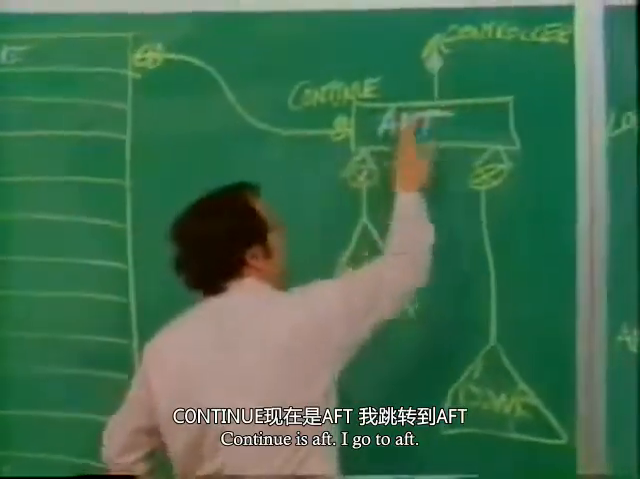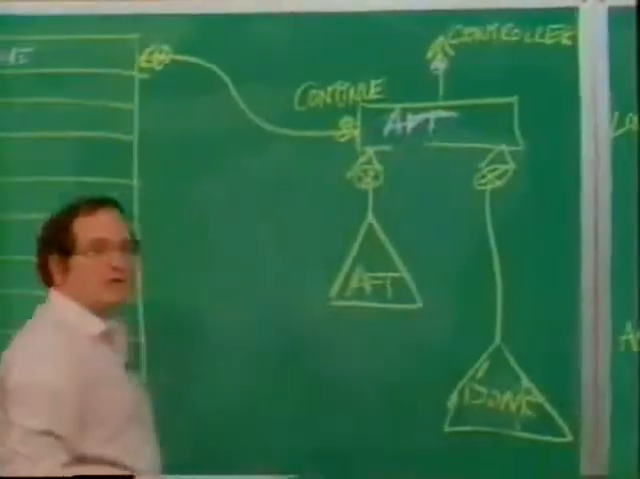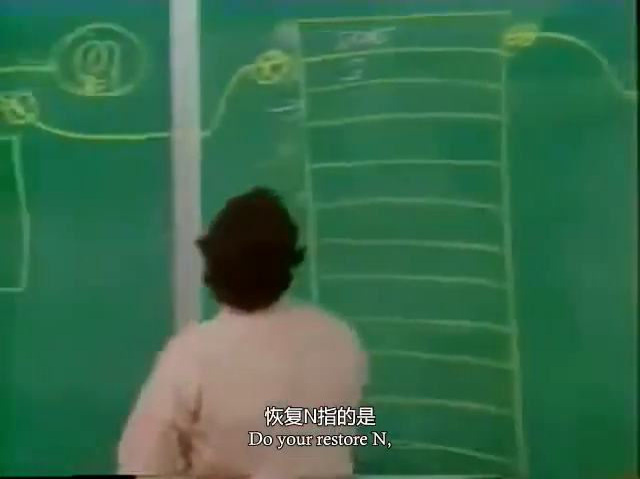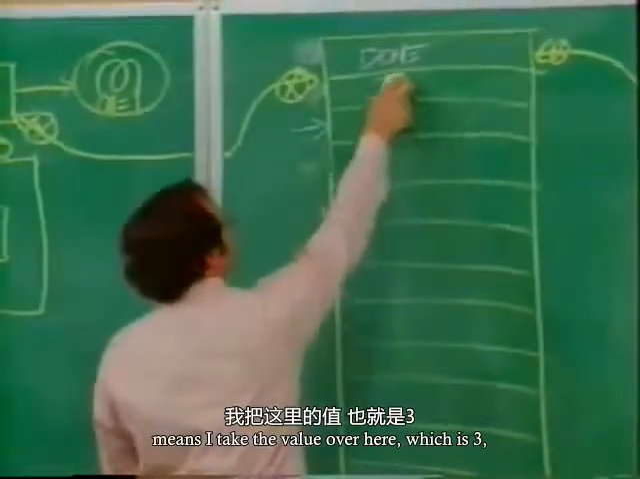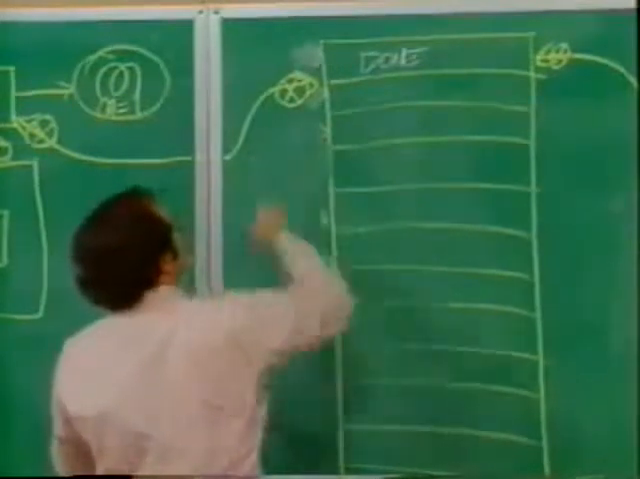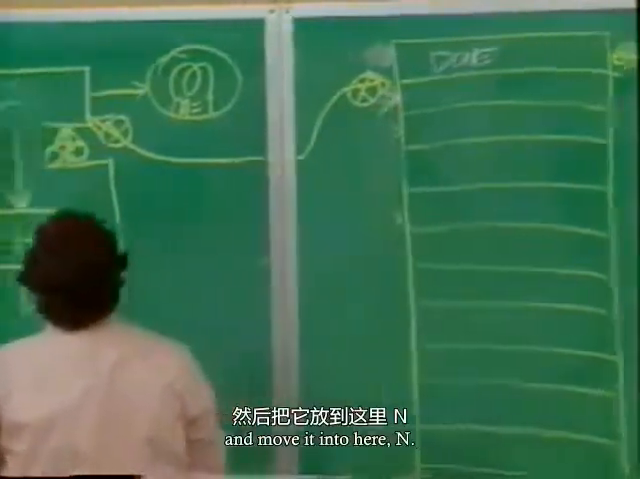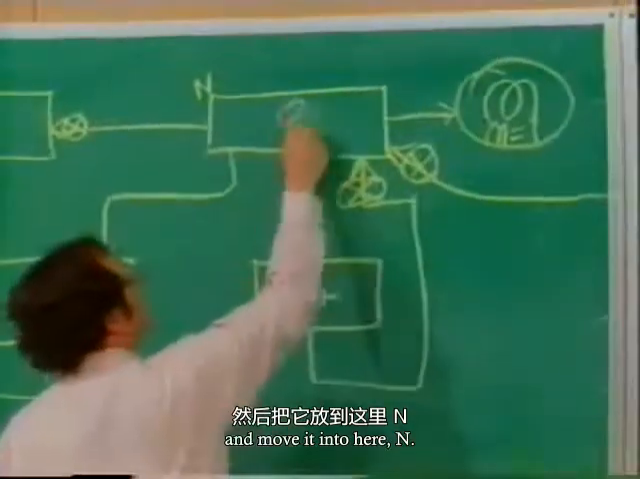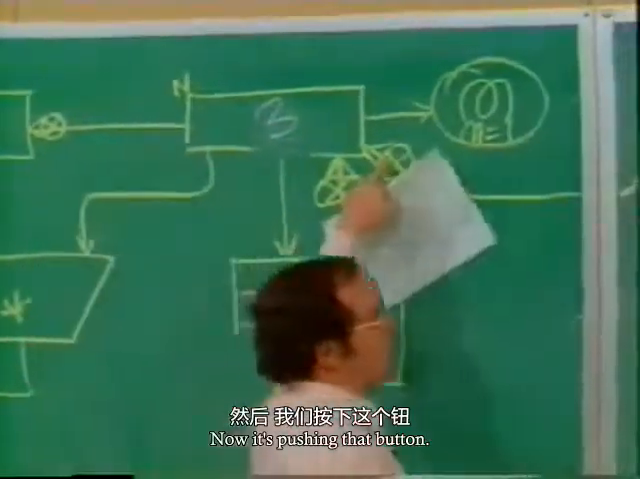Continue is aft, I go to aft. Okay? Aft says restore n. Doing a restore n means I take the value over here, which is 3, push this up to here, and move it into here. N. Now it's pushing that button.